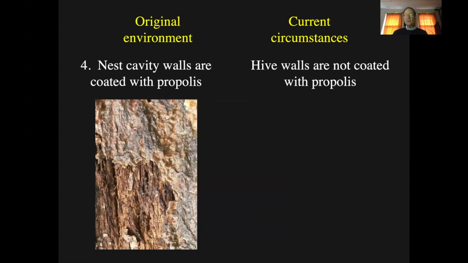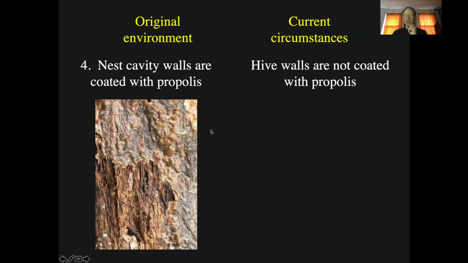Another contrast between the original environment and current circumstances is that in nature, bees coat the walls of their nest cavities with propolis. And why are they doing it? Well, it's because those inner wall surfaces are riddled with crevices and cracks from the fungal decay that produced the cavity. Those spongy surfaces, impenetrable to the bees, when they get wet, are a perfect place for mold and other microbes to grow. So the bees seal that off with propolis.